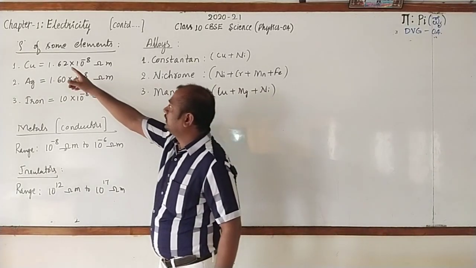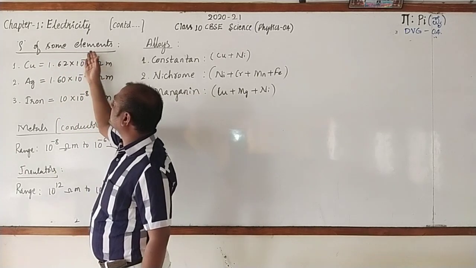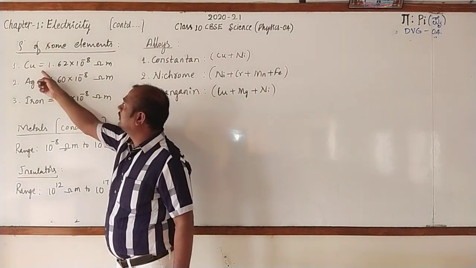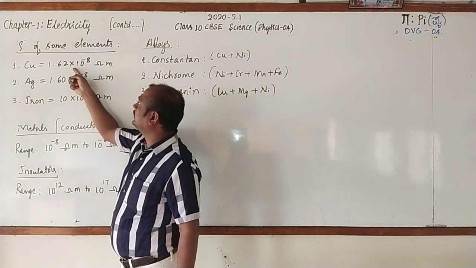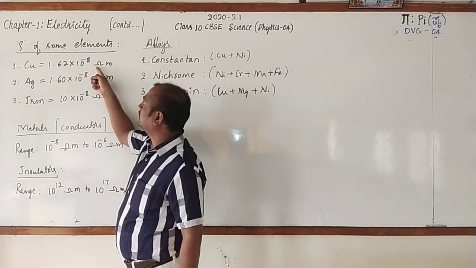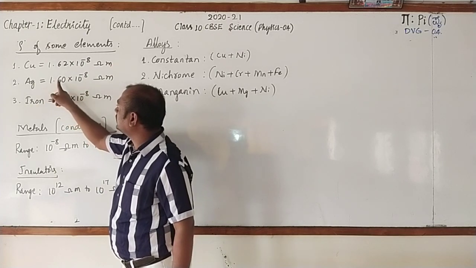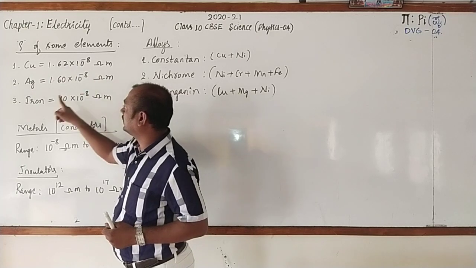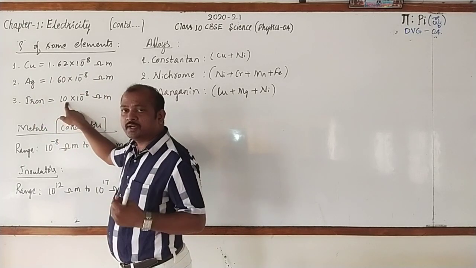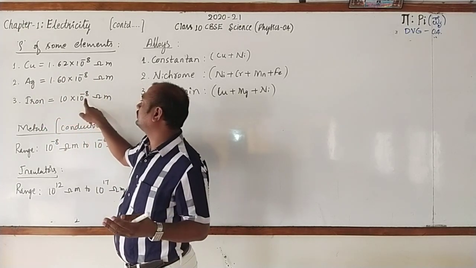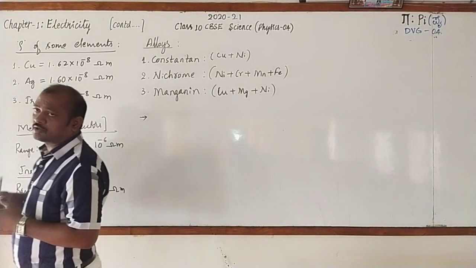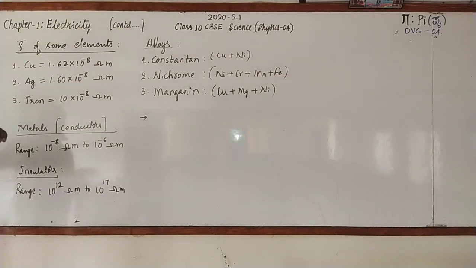Okay, look here. Here I have written resistivity of some of the elements: copper, silver, and iron. Observe copper 1.62 into 10 raised to the power minus 8 ohm meter. Silver 1.60 into 10 raised to the power minus 8 ohm meter. Iron 10.0, or just you can write 10 into 10 raised to the power minus 8 ohm meter. So these are all the different elements having different resistivity.